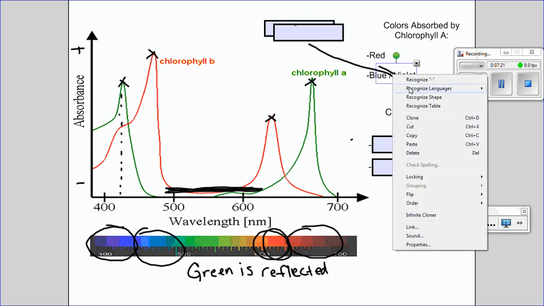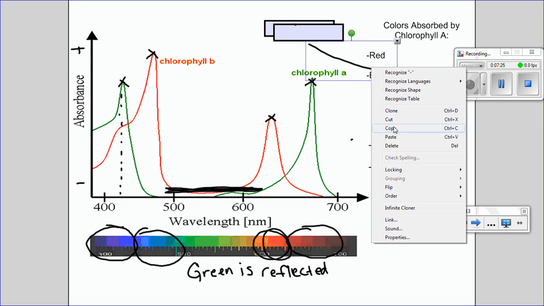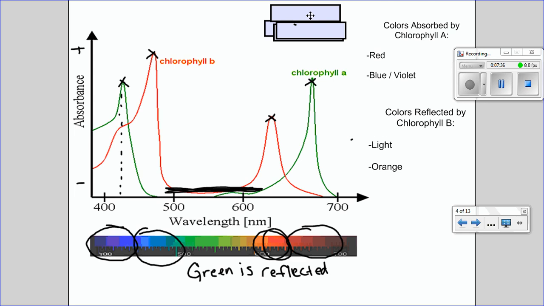You have your blue-violet light that it absorbs. On the other hand, chlorophyll B reflects or absorbs light blue and orange colors. Okay, so light blue and orange are chlorophyll B, while dark blue, violet, and dark red are your chlorophyll A.